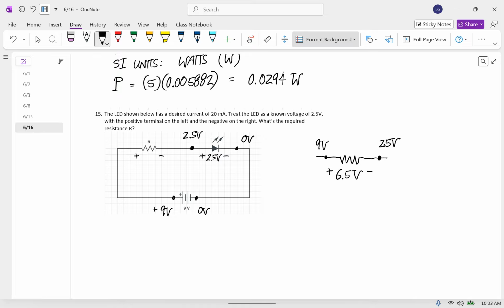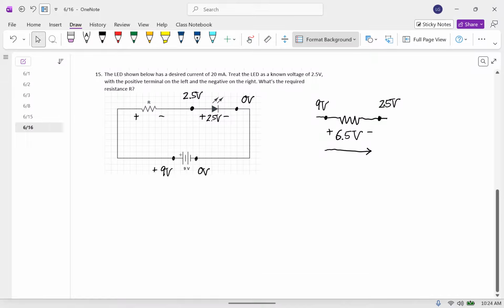So now this is a resistor. It behaves like all resistors. The current goes in the direction of the voltage drop from the positive toward the negative. And the magnitude of that current comes from Ohm's law. So Ohm's law says 6.5 is equal to, so now for this LED to work, we want the current to be 20 milliamps.